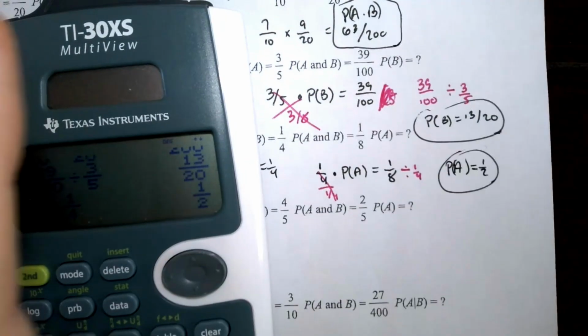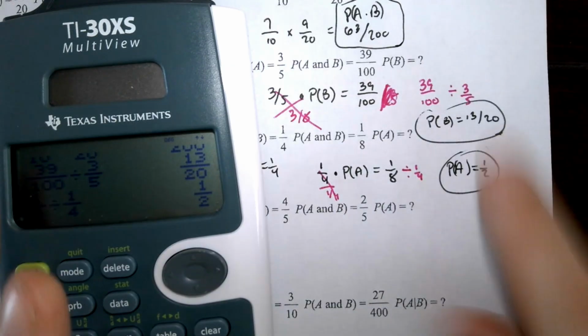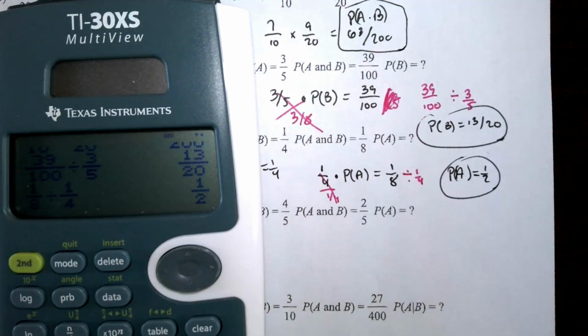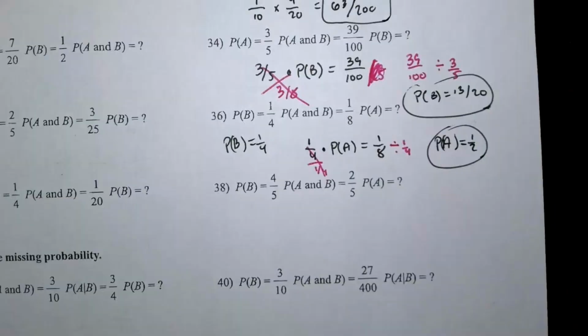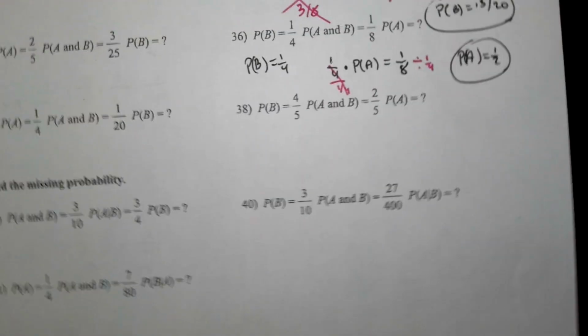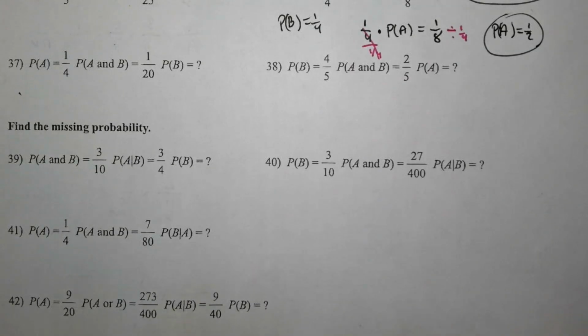By the way, little trick, these are always going to be fractions. Every answer has to be a fraction because it's a probability. It can't be 1.5. You can't have a probability of 1.5. You can have a probability of 1/2, but not 1.5. So if you get a whole number or a bigger than 1 number, you got it wrong.